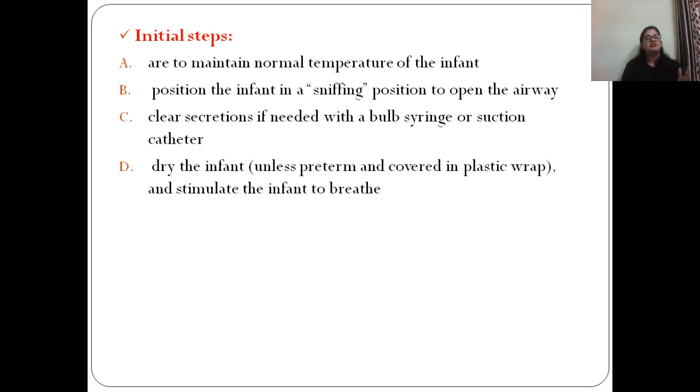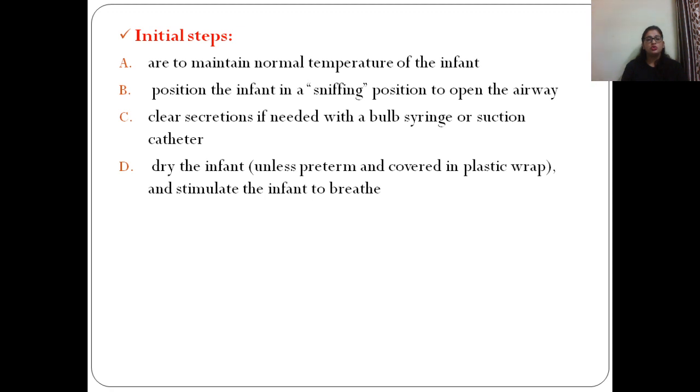So what are the initial steps? The initial steps are basically to maintain the normal temperature of the newborn. This can be done by either placing the child in the radiant warmer or by making skin to skin contact with the mother. Then you should ensure that the baby is in a sniffing position. This is to ensure that the baby's airway is open, and you can clear the secretions if needed with a bulb syringe or a suction catheter.